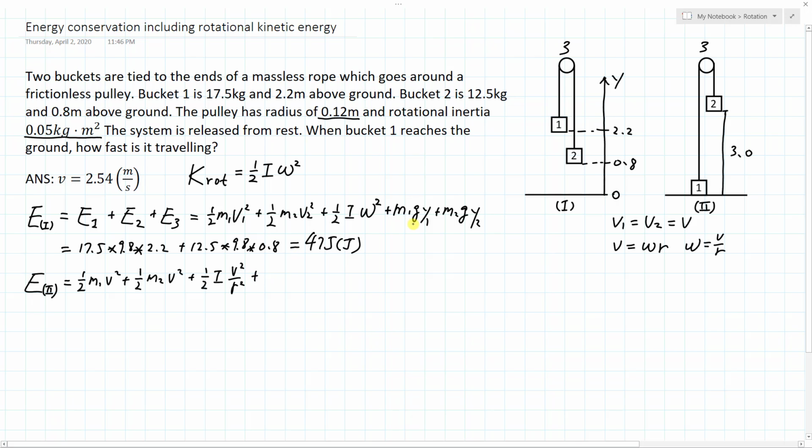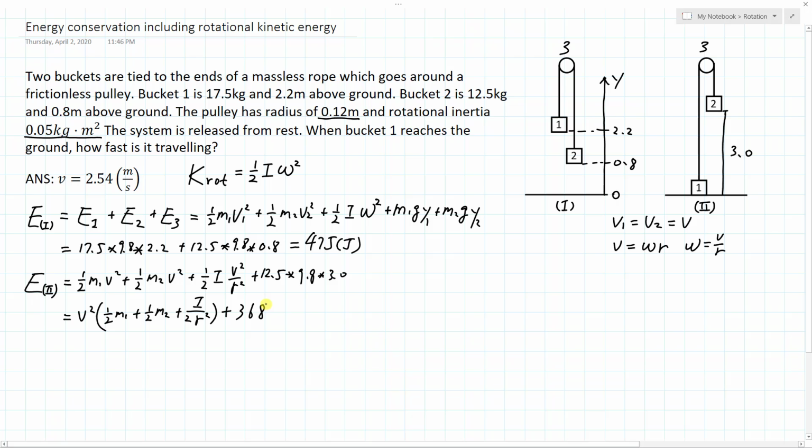Plus, now m1 has dropped to the ground level, so this is a 0. No height. m2 has been pulled up to 3 meters. So m2 times g times 3.0, 9.8 times 3.0. I think we can just replace m2 by its quantity, 12.5. Okay, so we have this, and let's combine some terms. V squared, v squared, v squared. So we factor out v squared. Now we have 1/2 m1 plus 1/2 m2 plus I, the rotational inertia of the pulley, over 2r squared, the radius of the pulley, plus this quantity here, 368.